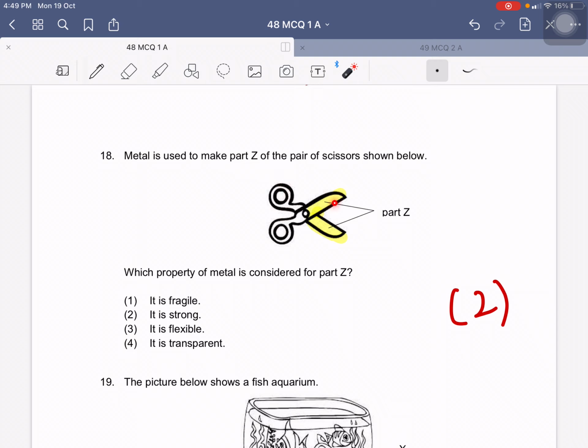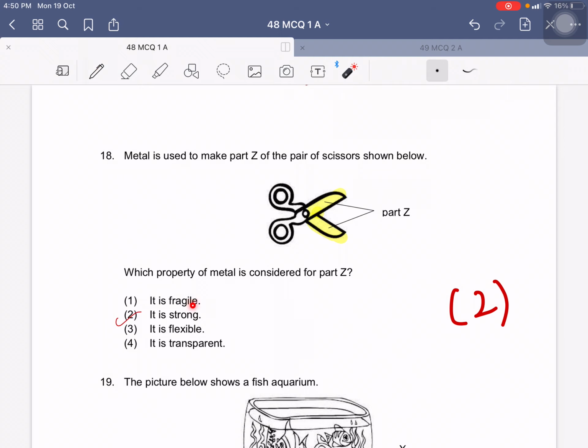So if the part Z is not strong enough, if you're cutting maybe many pieces of paper together, and part Z, if it's not strong, it may break. Alright, so we need it to be strong. So the answer will be 2.